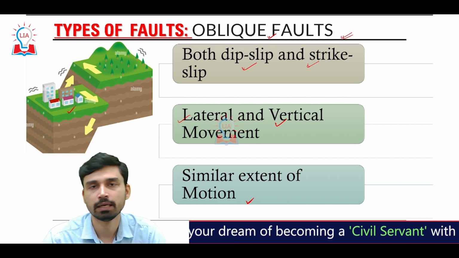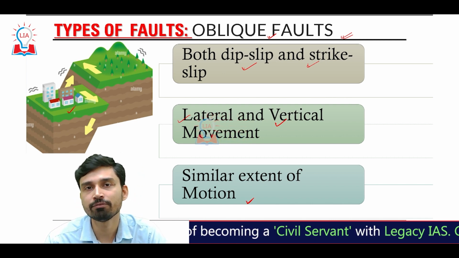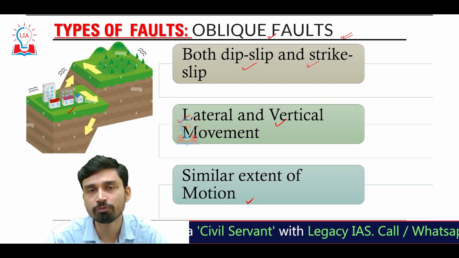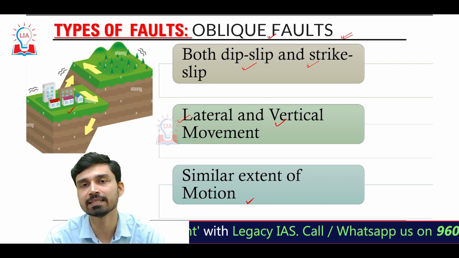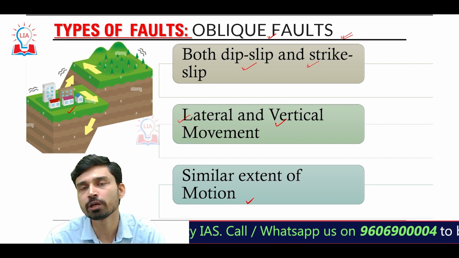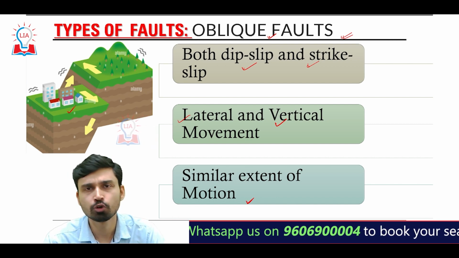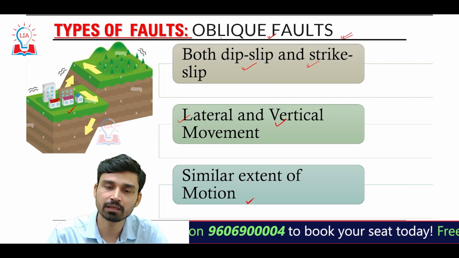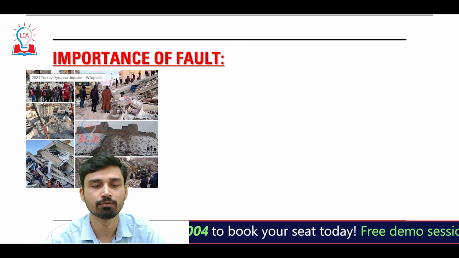Similar extent of motion is basically observed along the oblique fault. That means if vertically the plate is moving by 5 meter or 10 meter and horizontally it is moving a few centimeters, that cannot be considered as an oblique fault. The relative motion in both vertical and horizontal direction should be similar in magnitude, and that is when we can consider this fault as an oblique fault.